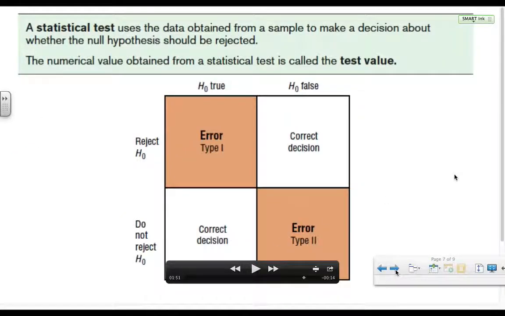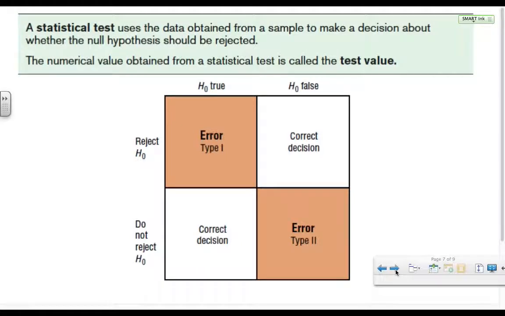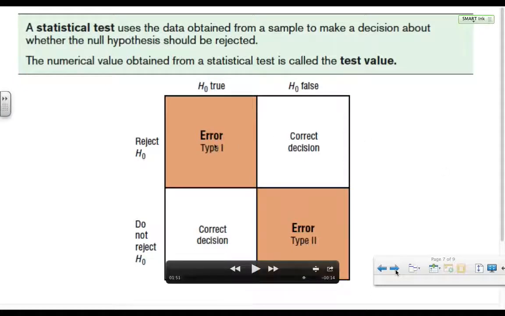Okay, so more conceptual stuff. This was really heavy on the concepts. A statistical test is using the data that we obtain from a sample. So we'll create a sample and run a test, and there are two types of errors that we can make. We have our hypotheses, and we could make either a type 1 error or a type 2 error.